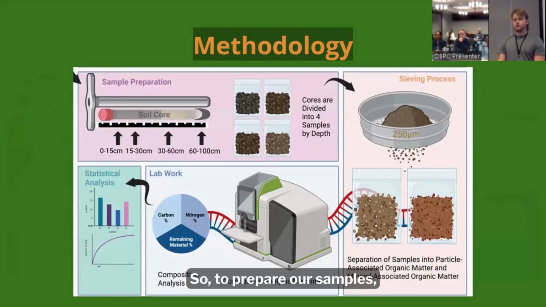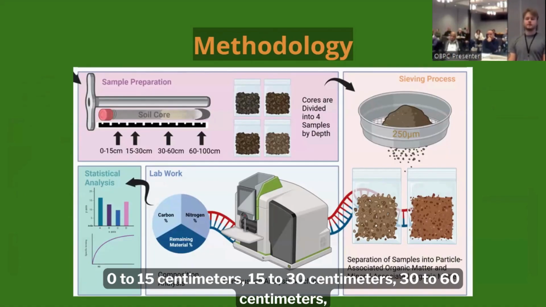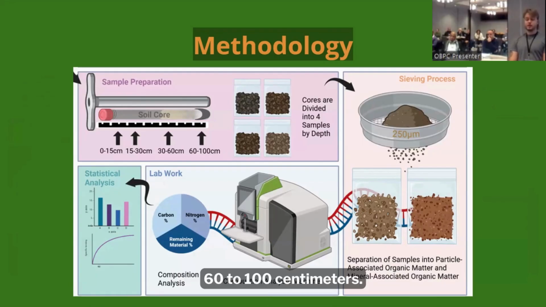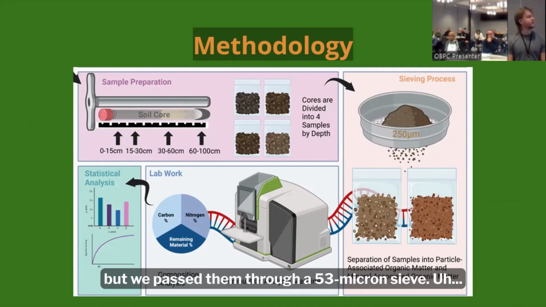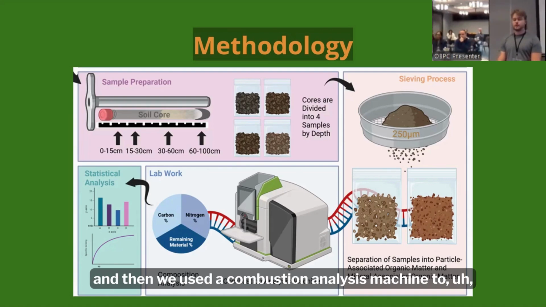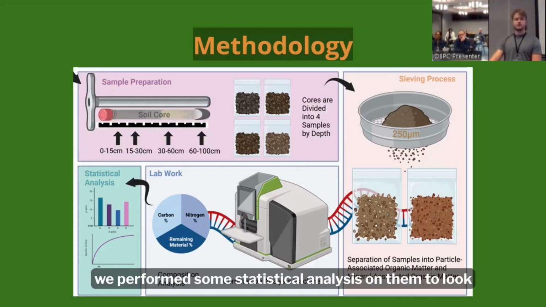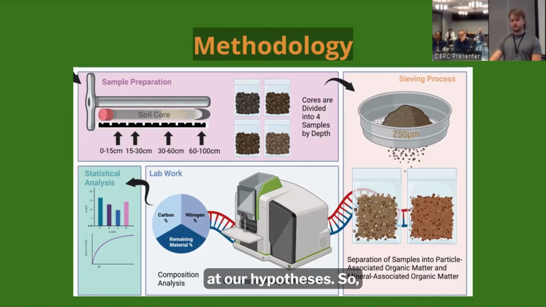So to prepare our samples, we took the soil core and we divided it into 4 different depths: 0 to 15 centimeters, 15 to 30 centimeters, 30 to 60 centimeters, and 60 to 100 centimeters. And then we passed them through a 53 micron sieve to separate the portions into MAOM and POM. And then we used a combustion analysis machine to obtain the carbon percentage of each of these fractions. And then we performed some statistical analysis on them to look at our hypotheses.